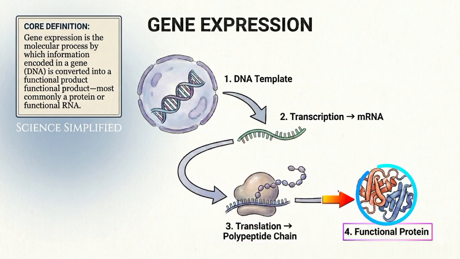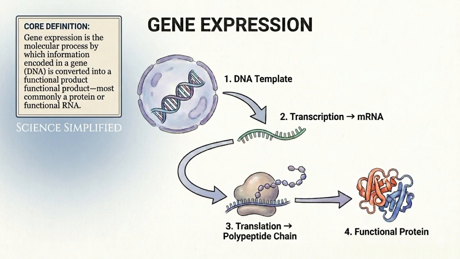Step 4, functional protein. Finally, we reach step 4. That long polypeptide chain doesn't just stay a straight line, it folds up into a complex 3D shape. Once folded, it becomes a functional protein. This protein is the worker. It might be an enzyme speeding up a reaction, an antibody fighting a virus, or collagen giving structure to your skin. This is the final goal of gene expression, turning genetic code into a working biological machine.